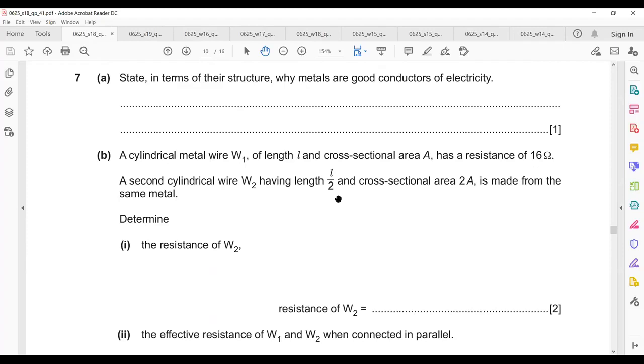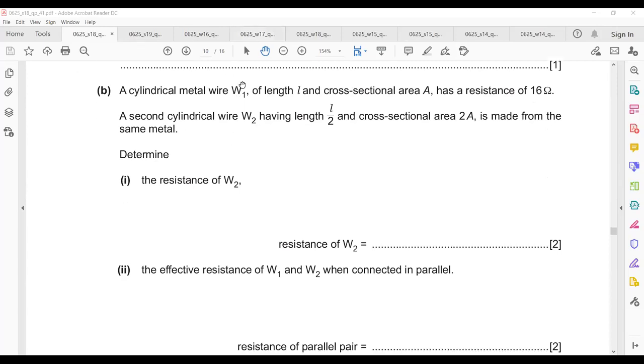Question 7a: state in terms of the structure why metals are good conductors of electricity. What is the reason why metals are good conductors of electricity? Because they have free electrons or delocalized electrons. That's why they can conduct electricity well. So due to the presence of free electrons, they can conduct electricity.